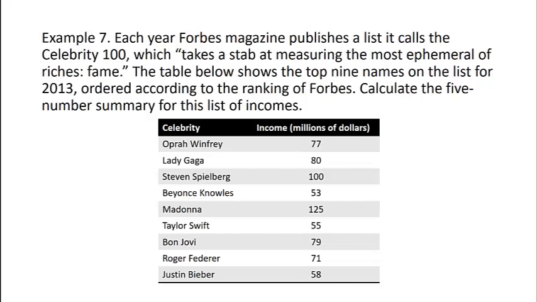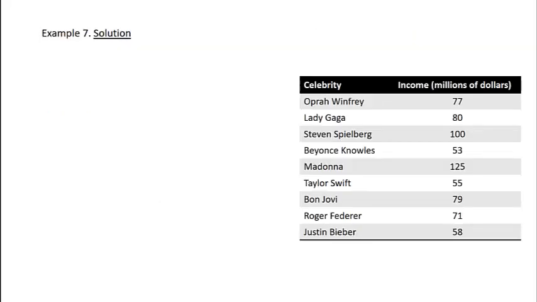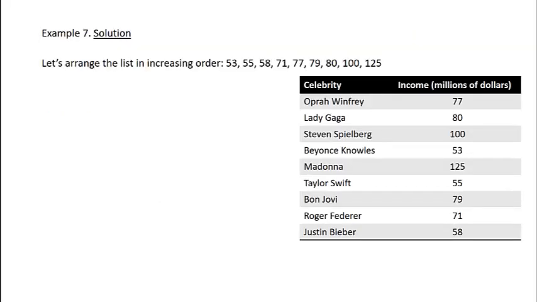Each year, Forbes magazine publishes a list it calls the Celebrity 100, which takes a stab at measuring the most ephemeral of riches, fame. The table below shows the top 9 names on the list for 2013, ordered according to the ranking of Forbes. Let's calculate the 5-number summary for this list of incomes. So here's our table again. We'll start by arranging the list in increasing order.